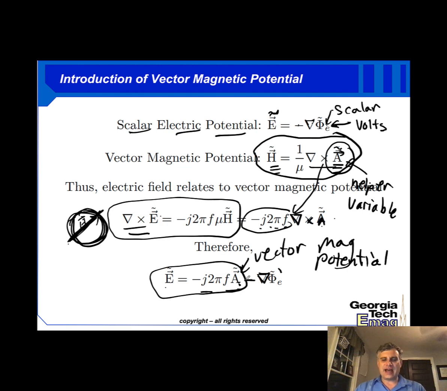Now, why is that? Because if I take the curl of both sides of these, I get the equation up here on the left-hand side, and of course the curl of any gradient of a scalar function is equal to 0.